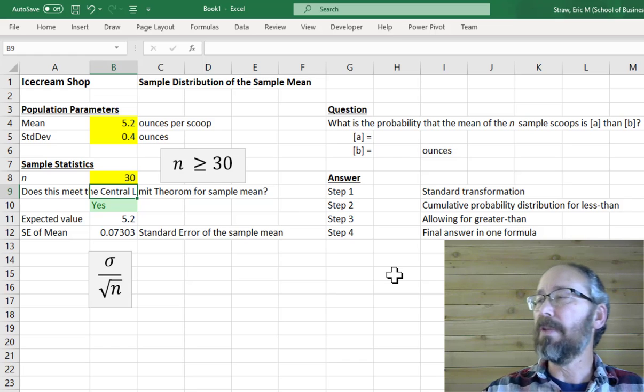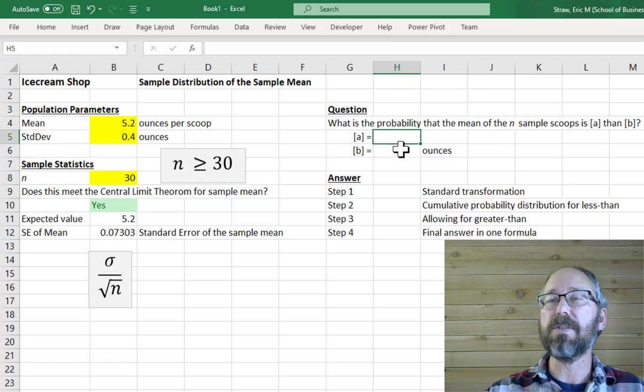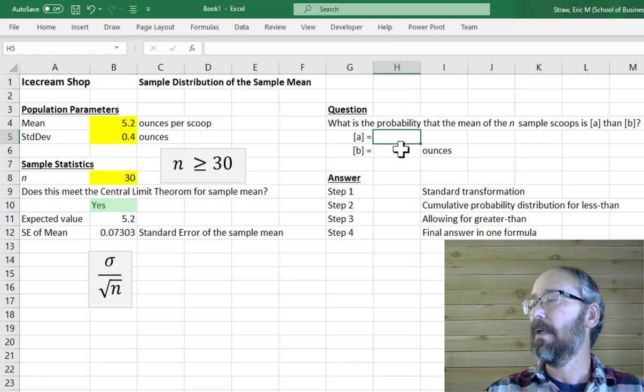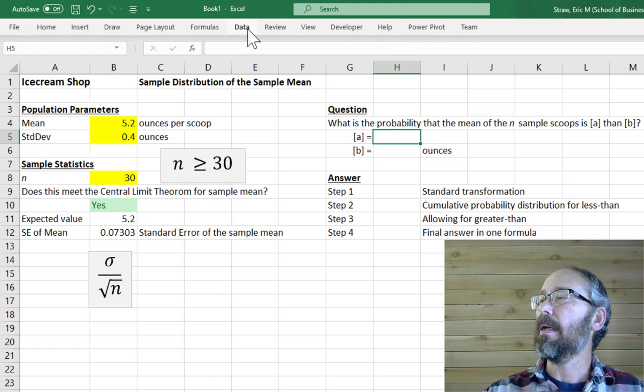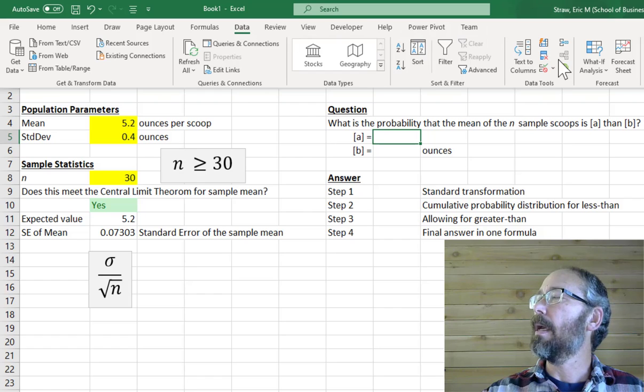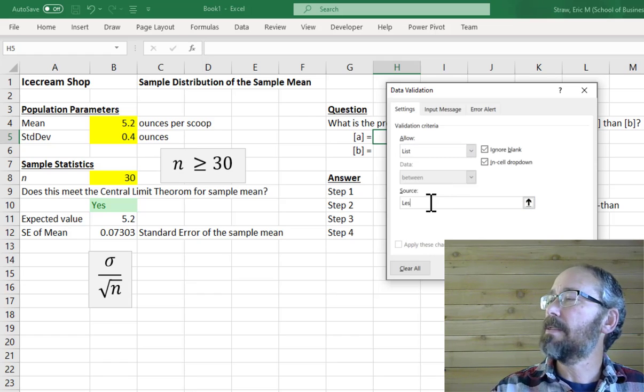So, why are we doing all this? Again, we're looking at the sample distribution of the sample mean. So we can answer a question like this: what is the probability that the mean of the n-size sample scoops is greater or less than a value? What we're going to fill in here is a less than or greater than. So we're going to do a drop-down list here like we've done before. We can go up to our Data tab, and we can use this icon here to use data validation. We create a list of less than, greater than.